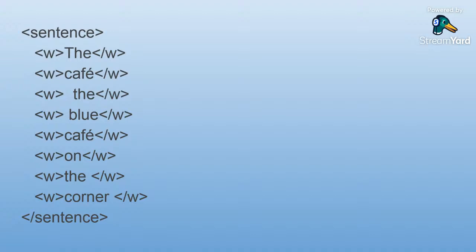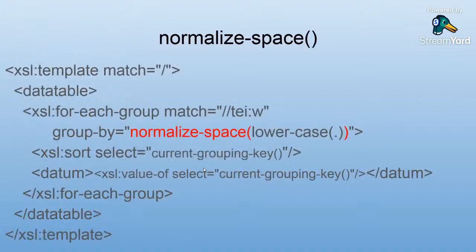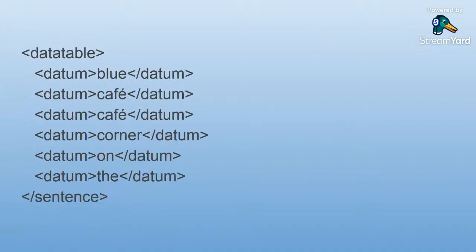Each of these words would be unique, okay? Because the three "the"s, this one's in uppercase, this one's in lowercase with spaces before it, this one's in lowercase with spaces after it. So there would be no uniqueness in there at all. But if I run this thing, normalize-space and lowercase on it, then all the words are turned into lowercase, all the spaces have been normalized away, and all the words are unique.